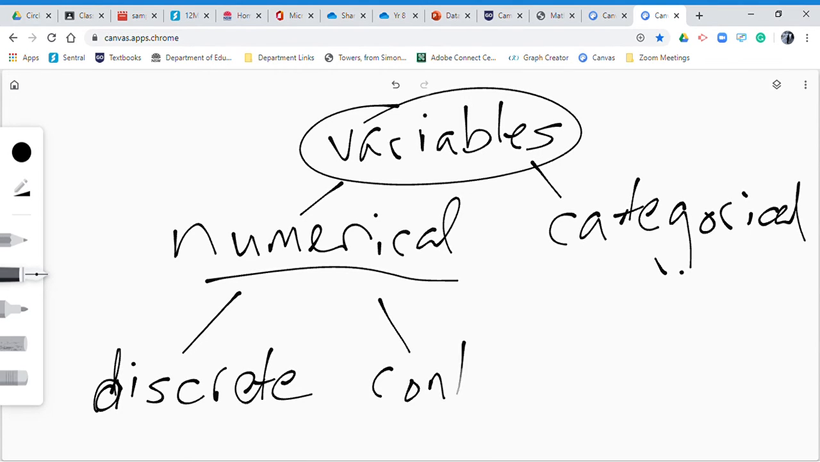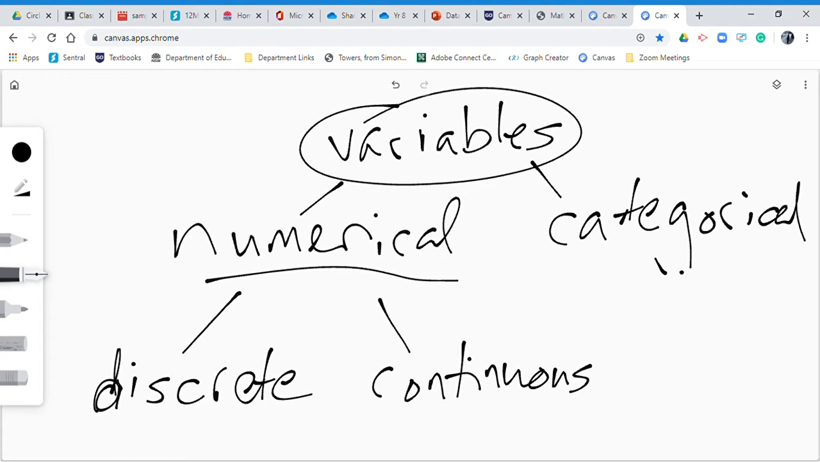Variables could also be categorical. I'll go through this in a bit more detail in a second, but numerical variables are things you can measure, so they're usually quantitative. We can use numbers to measure them. Categorical are things that you can collect, such as hair color, gender, or brand of car. Those would all be examples of categorical data.